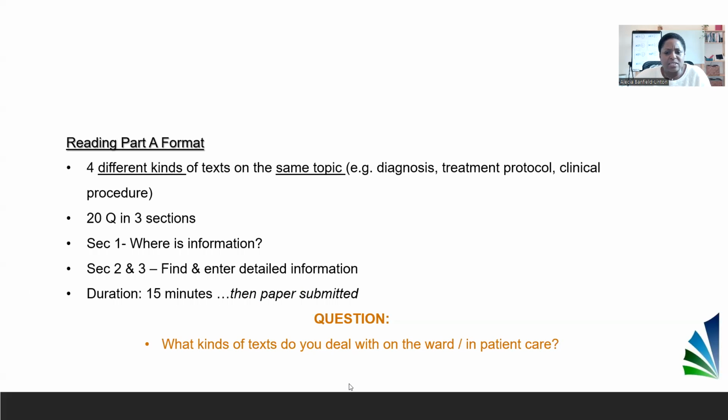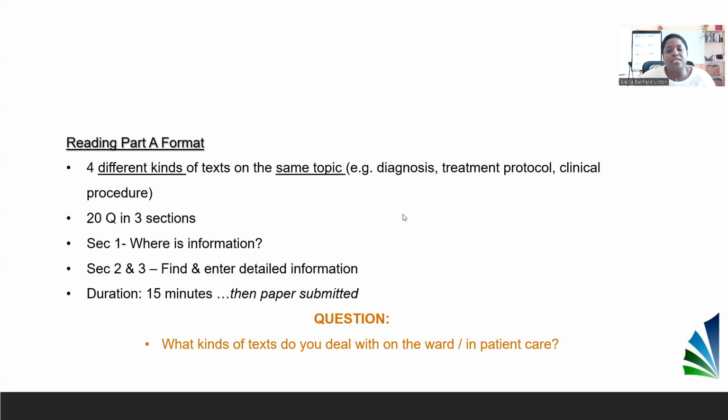what kinds of texts have you encountered on the ward and in patient care? We touched on a few. It might be about a specific diagnosis. It could be a treatment protocol for maybe a person who's had a heart attack, a person who has uncontrolled high blood pressure, a person who's had seizures, or whatever. It could be a clinical procedure, anything from catheterizing a patient, putting in a chest tube, putting in a nasogastric tube to decompress, anything like this.